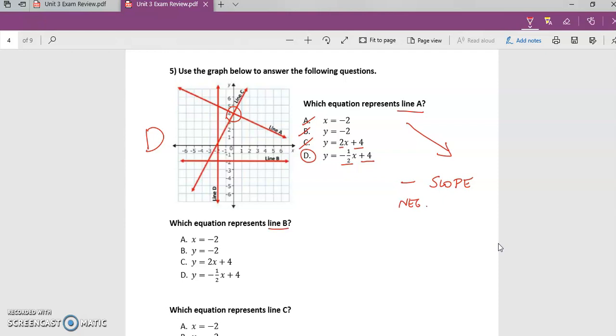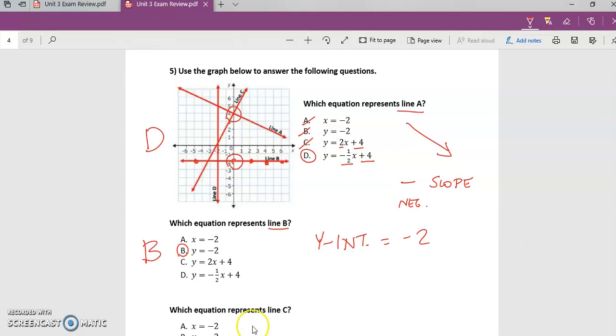So line B is going horizontal. It's completely flat. It crosses right here at y is equal to negative 2. It never touches the x-axis. So that means my equation will just be y is equal to negative 2, because it has a y-intercept of -2. And all the points on the line are equal to y equals -2. It doesn't matter where you go, they're all equal to it. So this one's letter B.